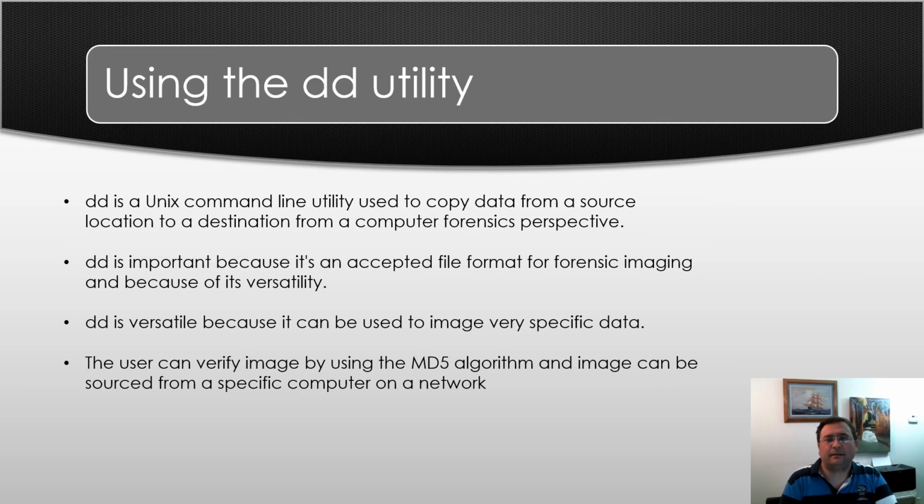DD is a Unix command line utility used to copy data from a source location to a destination. From a computer forensic perspective, DD is important because it's an accepted file format for forensic imaging and because of its versatility. DD is versatile because it can be used to image very specific data. The user can verify the image by using the MD5 algorithm, and an image can be sourced from a specific computer on a network and sent to a network location.